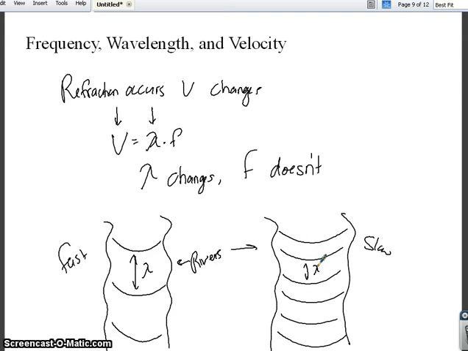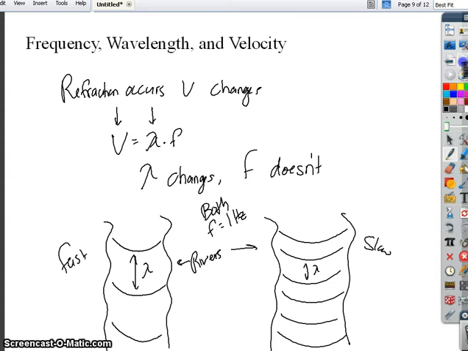But the reality was for both, my frequency was 1 hertz because I was doing one stone per second. So frequency doesn't change, lambda does change, and that's just meant to be an analogy to give you something to hold on to when asked this kind of question, what's changing? Because it probably will be asked.